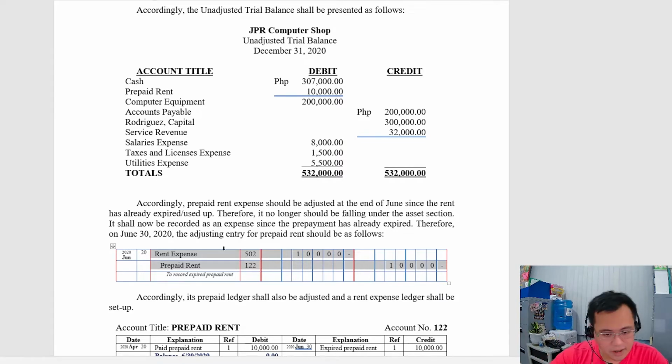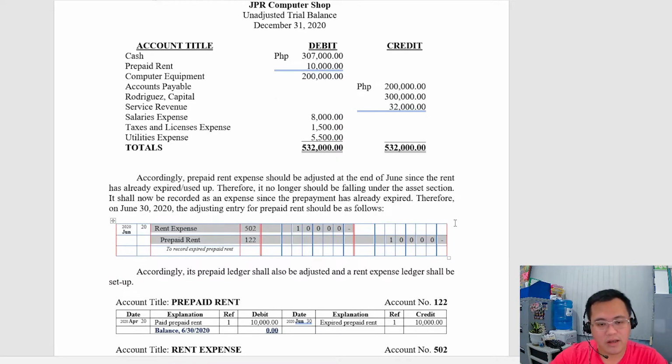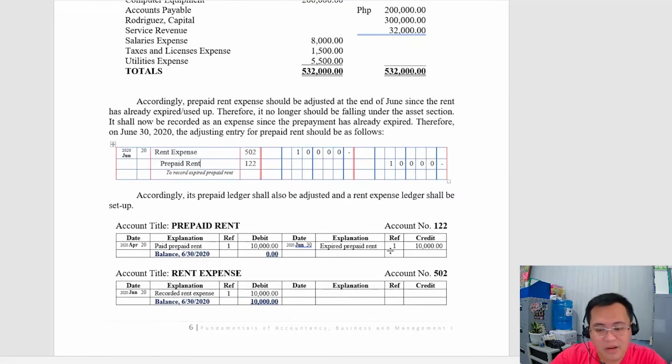Okay? So this is where our adjusting entries would occur. On June 30, we have to record the expiration of our prepaid rent. Why? Because we have to adjust our balances to their true balance. Since we already have used up the rent on June 30, we have to record rent expense, debit 10,000, and credit prepaid rent. So our prepaid rent now becomes 0 because we have to post this to our ledger. So we debit rent expense to ledger 502, and then we also credit prepaid rent to ledger 122.